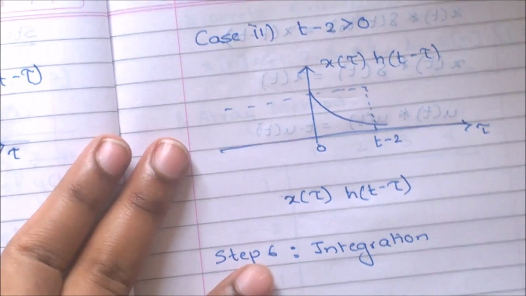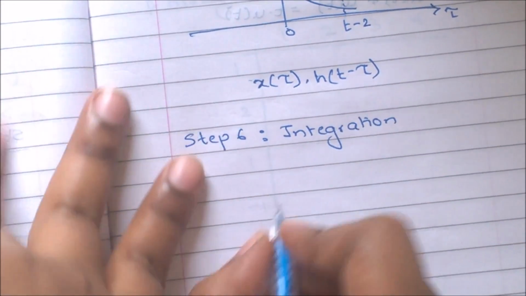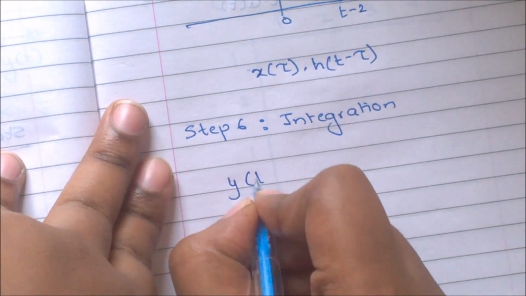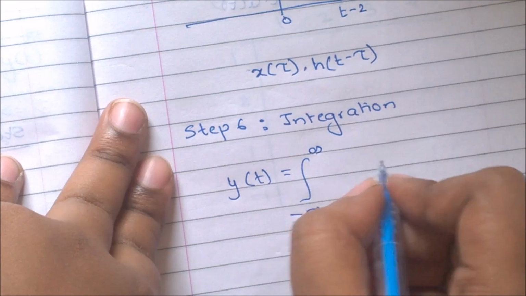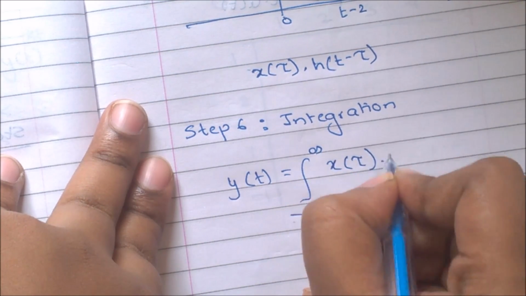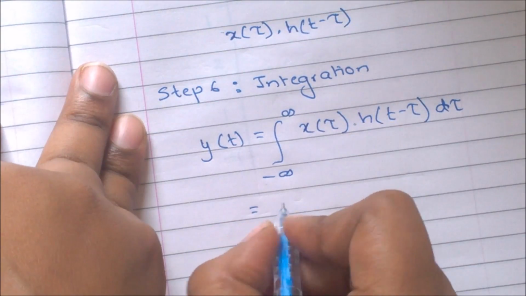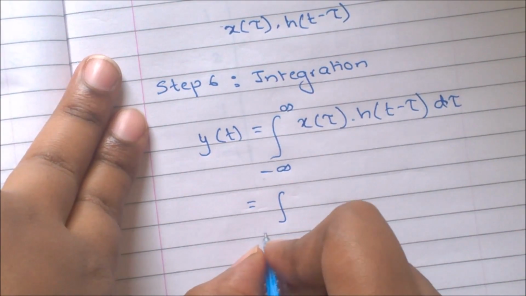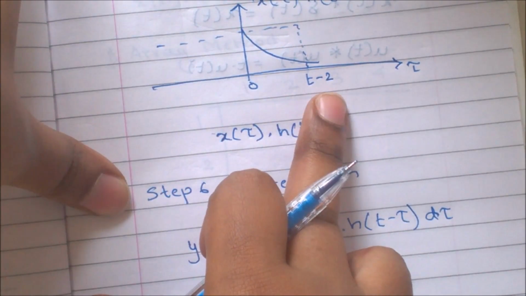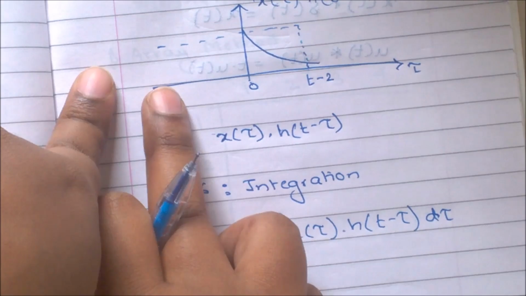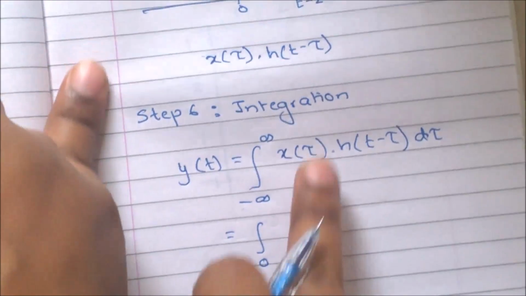So in the last step, that is integration, we will be performing the integration of the multiplication of both these values. That is, y of t is equal to the integration from minus infinity to plus infinity of x of tau into h of t minus tau d tau. This is equal to the integration. Now here we are considering only from 0 to t minus 2, because we have got the values from minus infinity to 0. So the lower limit will be 0 and the upper limit will be t minus 2.